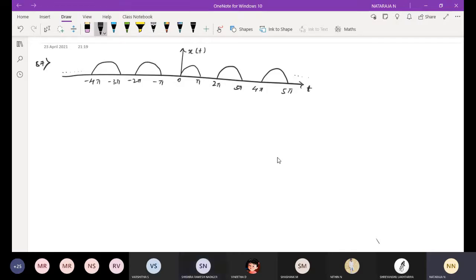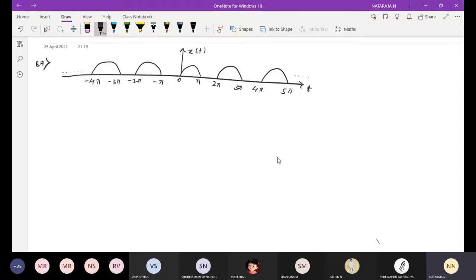Periodic, sir. How? Say from 0 to pi we have information, pi to 2 pi it's 0, then 2 pi to 3 pi, and after 3 pi it's 0. It is continuous with respect to time. It keeps on repeating: positive cycle, then 0, positive cycle, 0, from minus infinity to infinity. That is why we can call it a periodic, continuous signal.